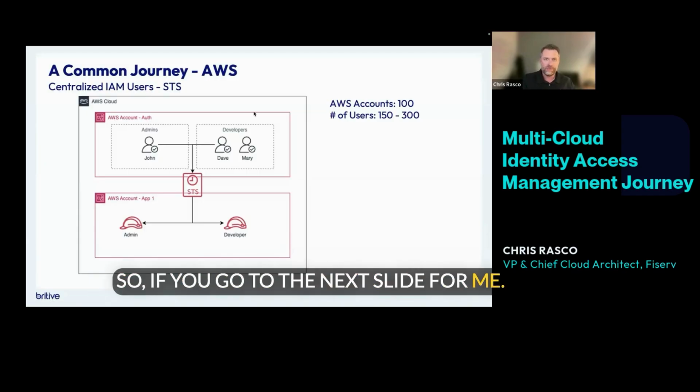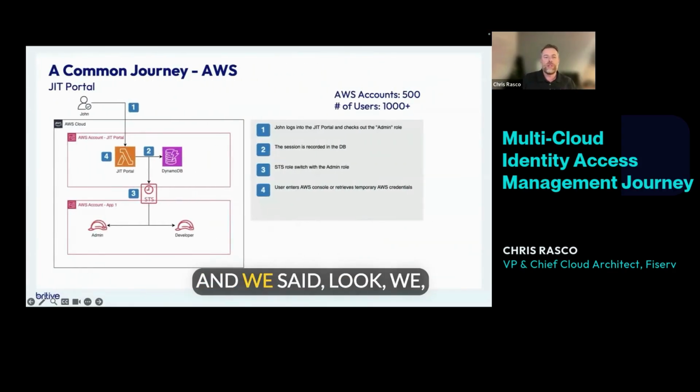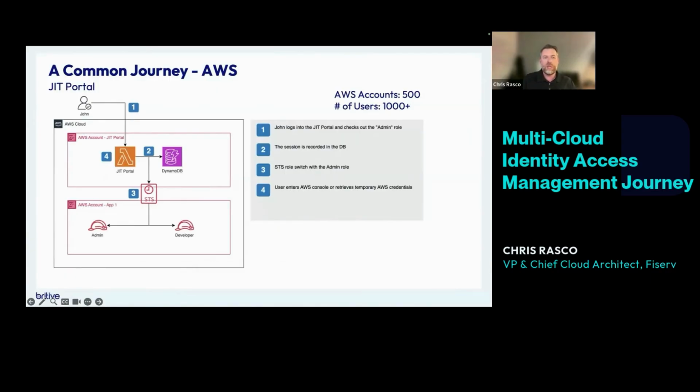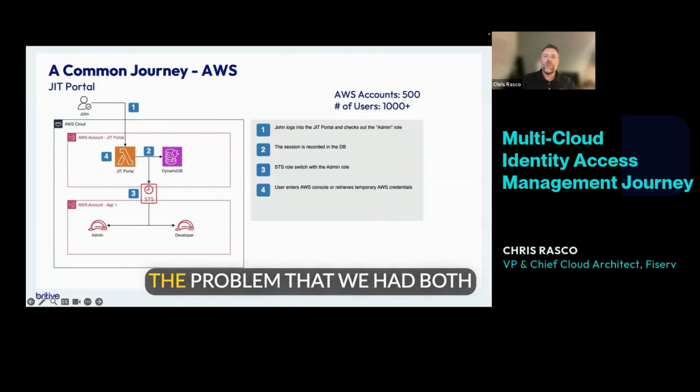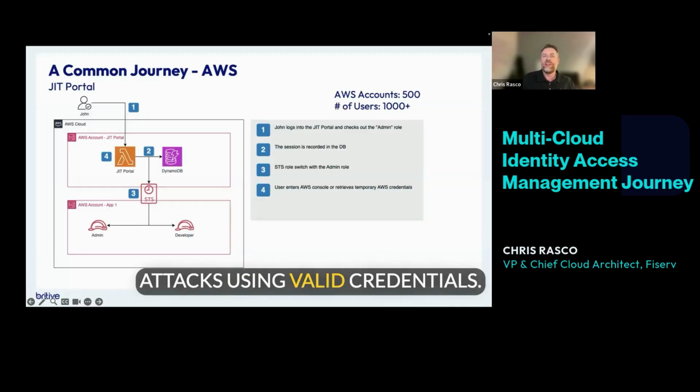So if you go to the next slide for me. And this is where things get interesting and exciting from an identity perspective. We got together and we said, look, we know about STS, we know about role assumption. The problem that we had, with an operational burden of all the users, is that we still had these static users. So we had 300 or so users that existed all the time. Now, users sometimes leak credentials. Sometimes they check them into GitHub repositories. Sometimes those repositories are public, and you end up with attacks using valid credentials.